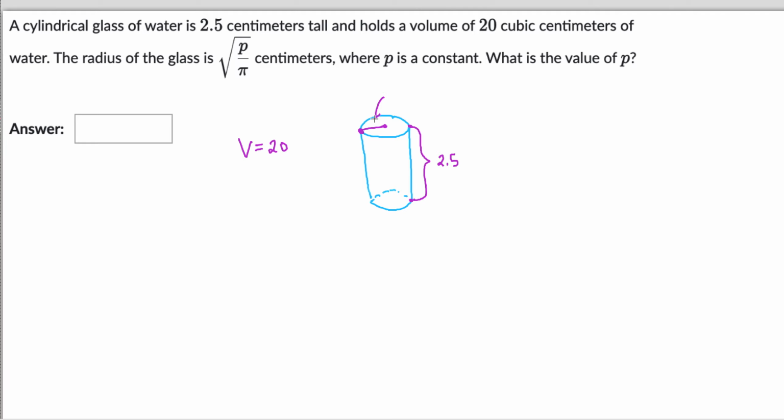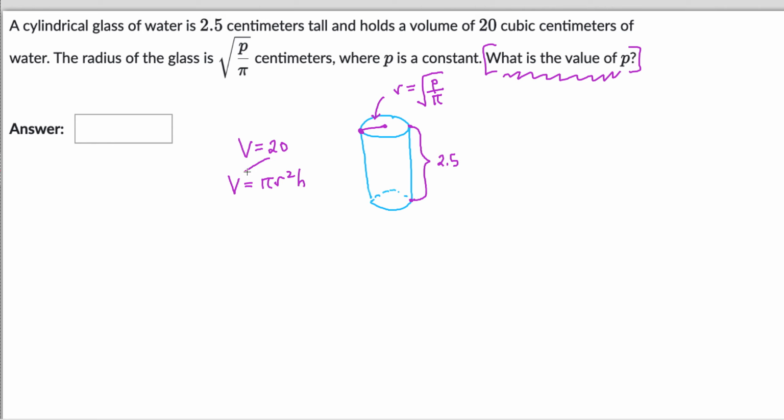So that's the radius, and it tells you again in this ugly expression, the square root of p over pi. It doesn't give you anything other than to say that p is just some number, and it's asking you to solve for what that number is. This is what you want, that value p on the inside. So you use these pieces of information together with the fact that you can go to your reference sheet and find the volume of a cylinder is pi times r squared times h.